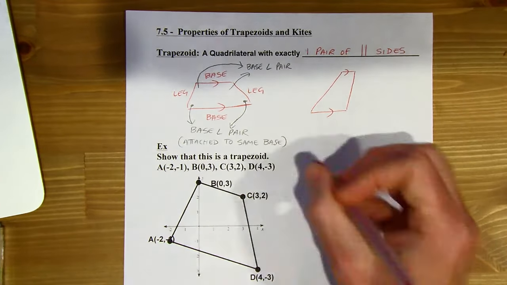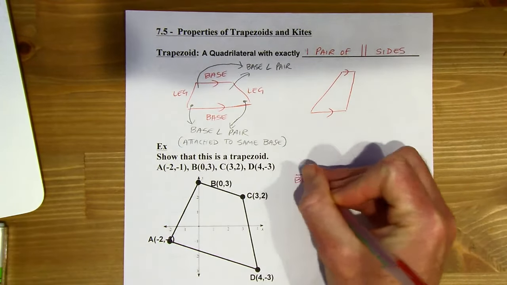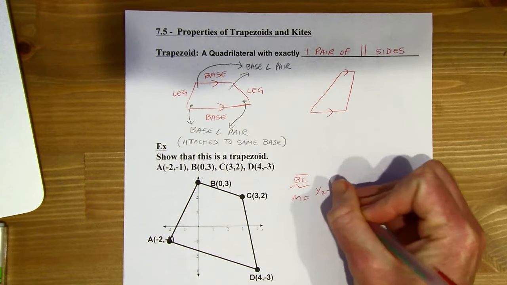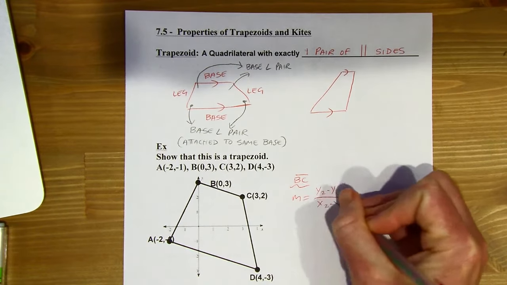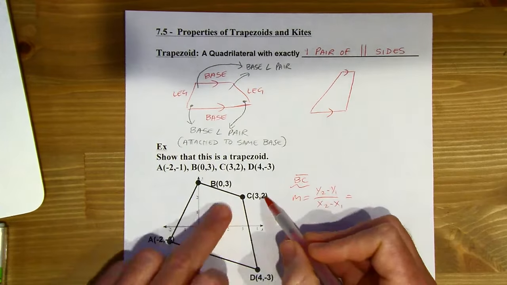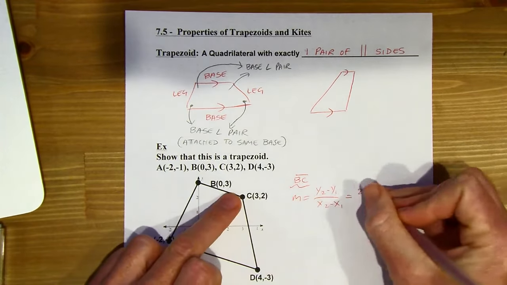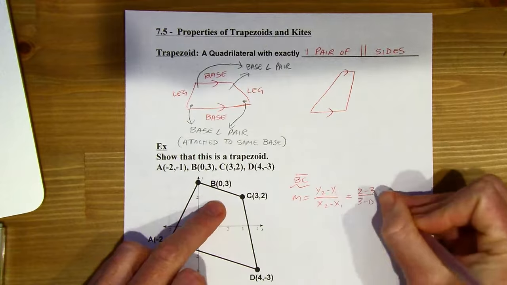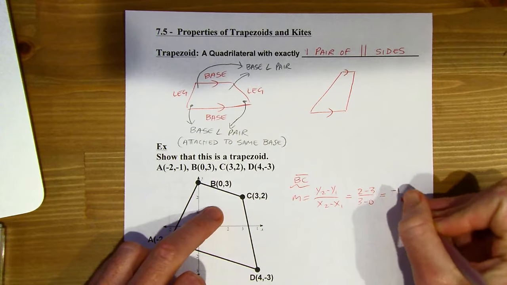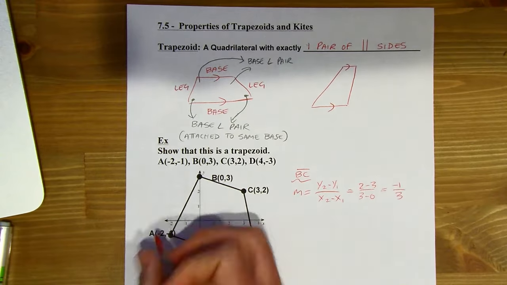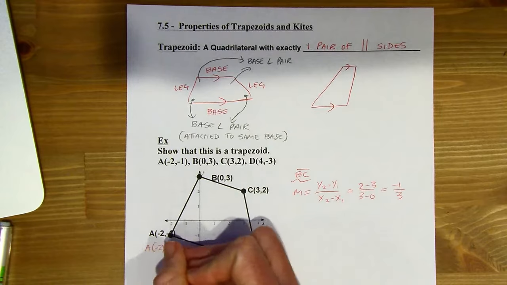So I'm going to start with BC. Let's find the slope there using the slope formula. Here's the slope formula in case you forgot it. I'll take my y's: 2 minus 3 for my y's and 3 minus 0 for my x's. And I get negative 1 over 3, so negative 1/3.